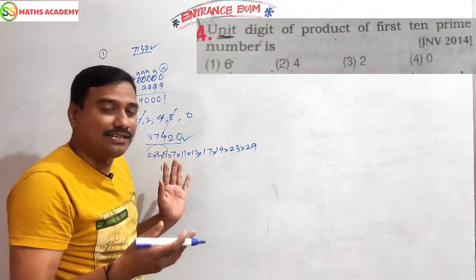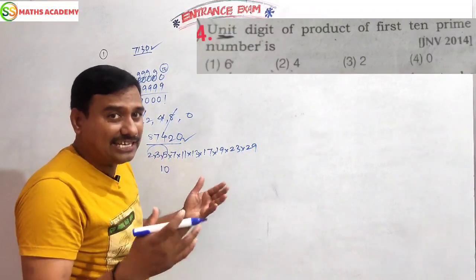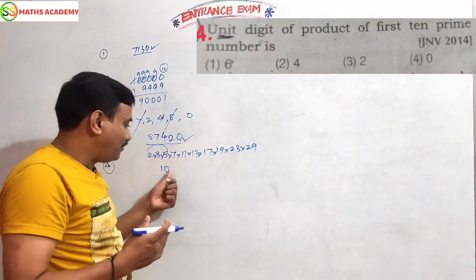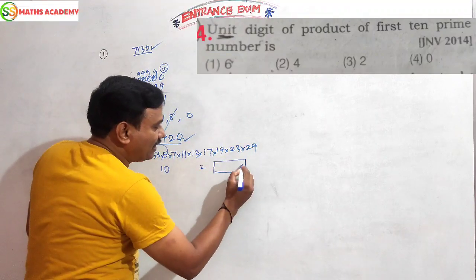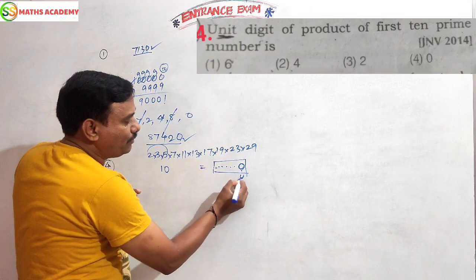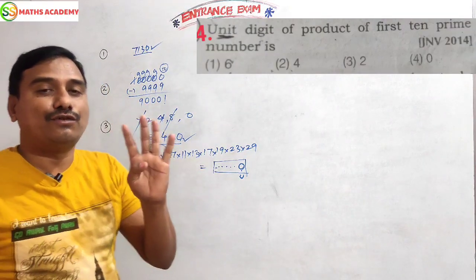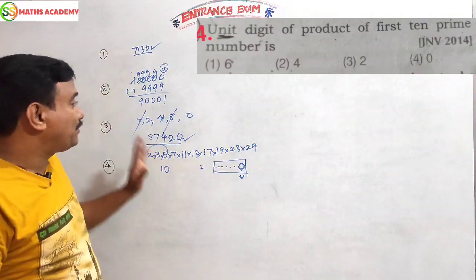10 into 20 is 200, 10 into 5 is 50, 10 into 16 is 160, like that. Every number you multiply with 10, the final number will have 0 as the unit digit. The answer is the fourth option. Clear? Now these are the 4 questions I explained.